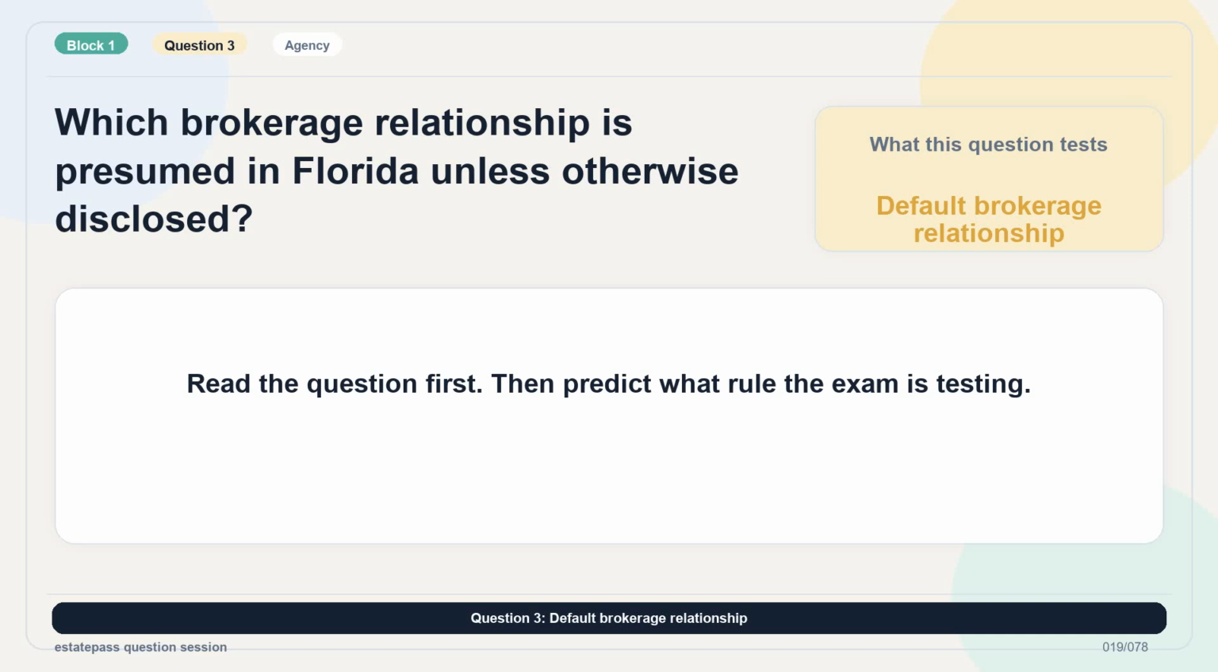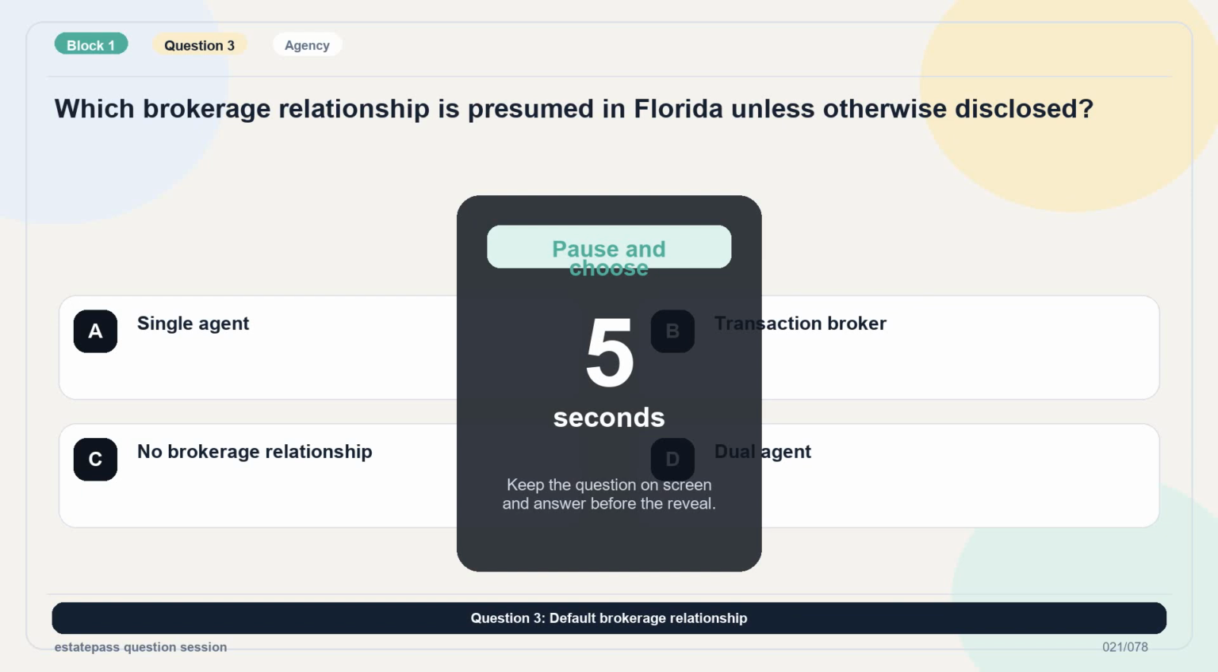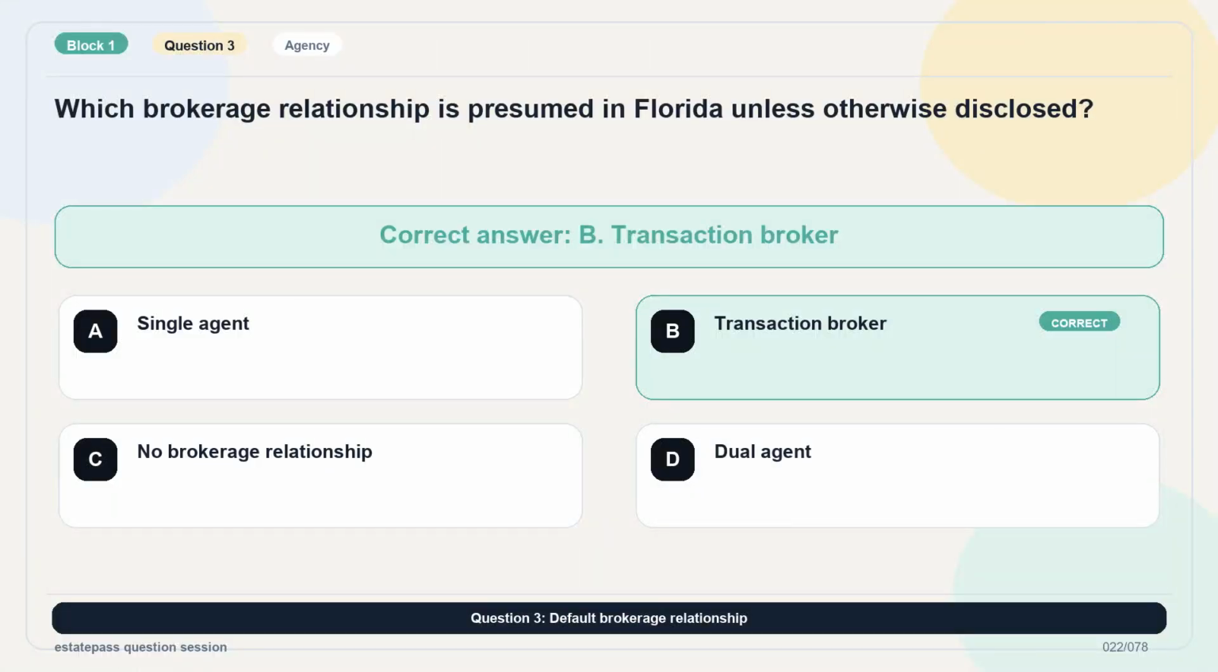Question 3. Which brokerage relationship is presumed in Florida unless otherwise disclosed? Your choices are A. Single agent, B. Transaction broker, C. No brokerage relationship. Pause here and choose your answer. The correct answer is B. Transaction broker.